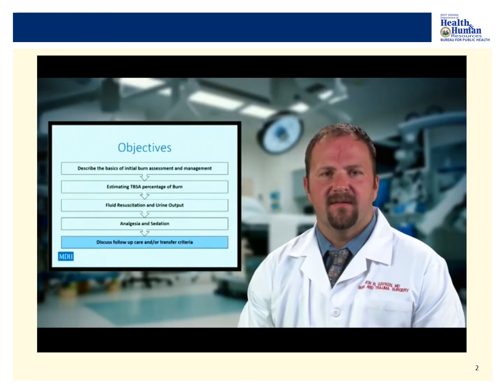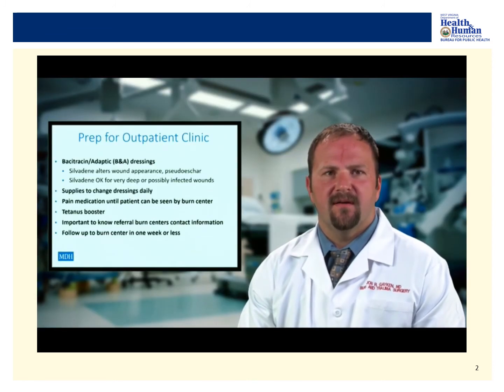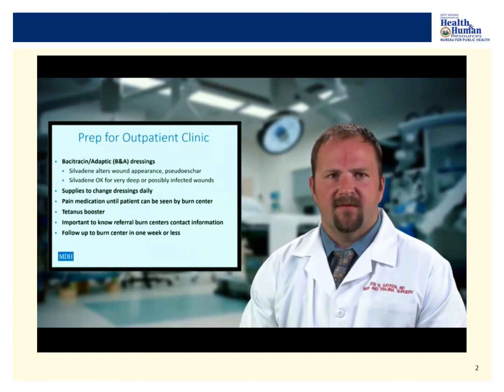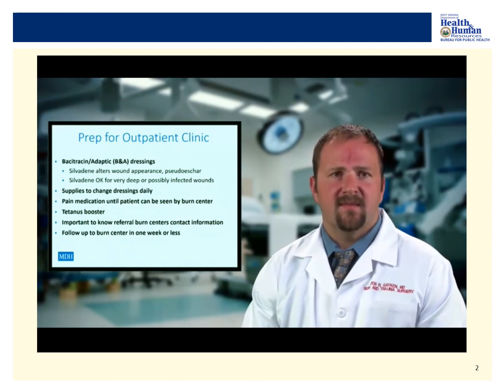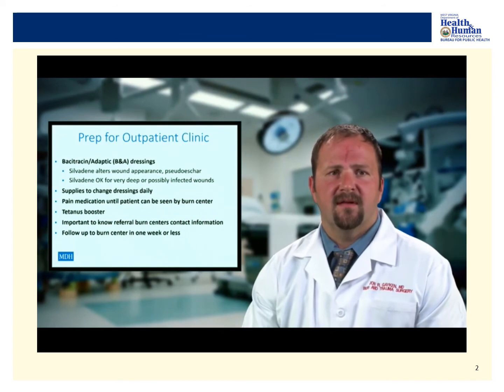And finally, we're going to discuss the follow-up care and transfer criteria. Typically at our center, we use bacitracin and Adaptic dressings to cover our wounds, as Silvadene alters the appearance and creates what's called a pseudo-eschar. Silvadene is okay for very deep and infected wounds. However, for wounds that are partial thickness, I typically steer away from Silvadene, and I use bacitracin or triple antibiotic ointment.